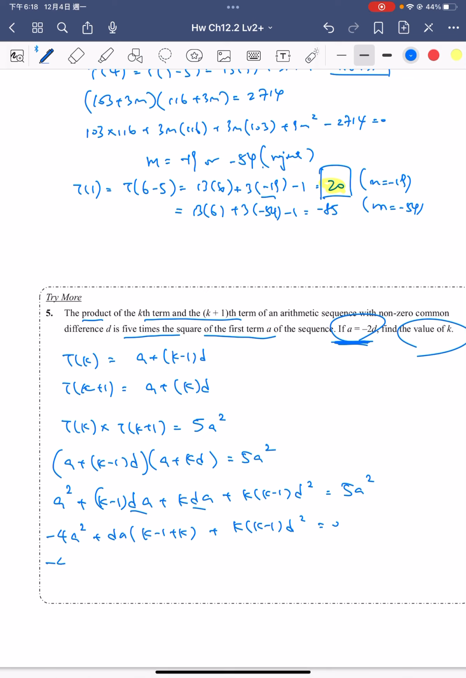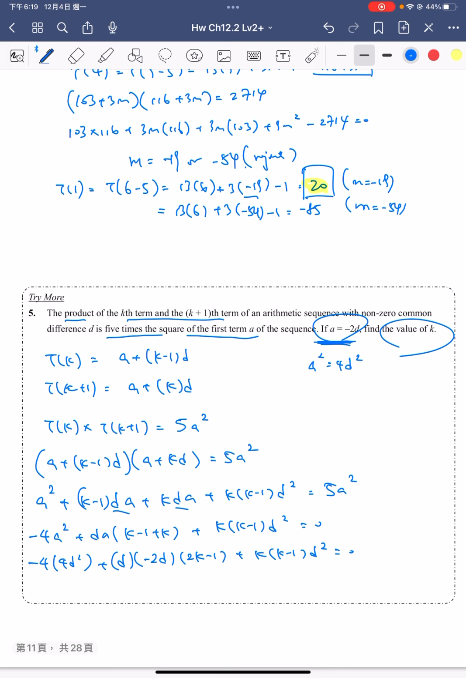So we have negative 4a squared. a squared is equal to 4d squared, isn't it? So we just have negative 4 times 4d squared, and we plus d times negative 2d times (2k minus 1), and then we plus k times (k minus 1) d squared is equal to 0. Okay, then now we simplify: we have negative 16d squared, and then minus 2d squared times (2k minus 1), plus k times (k minus 1) d squared equal to 0.